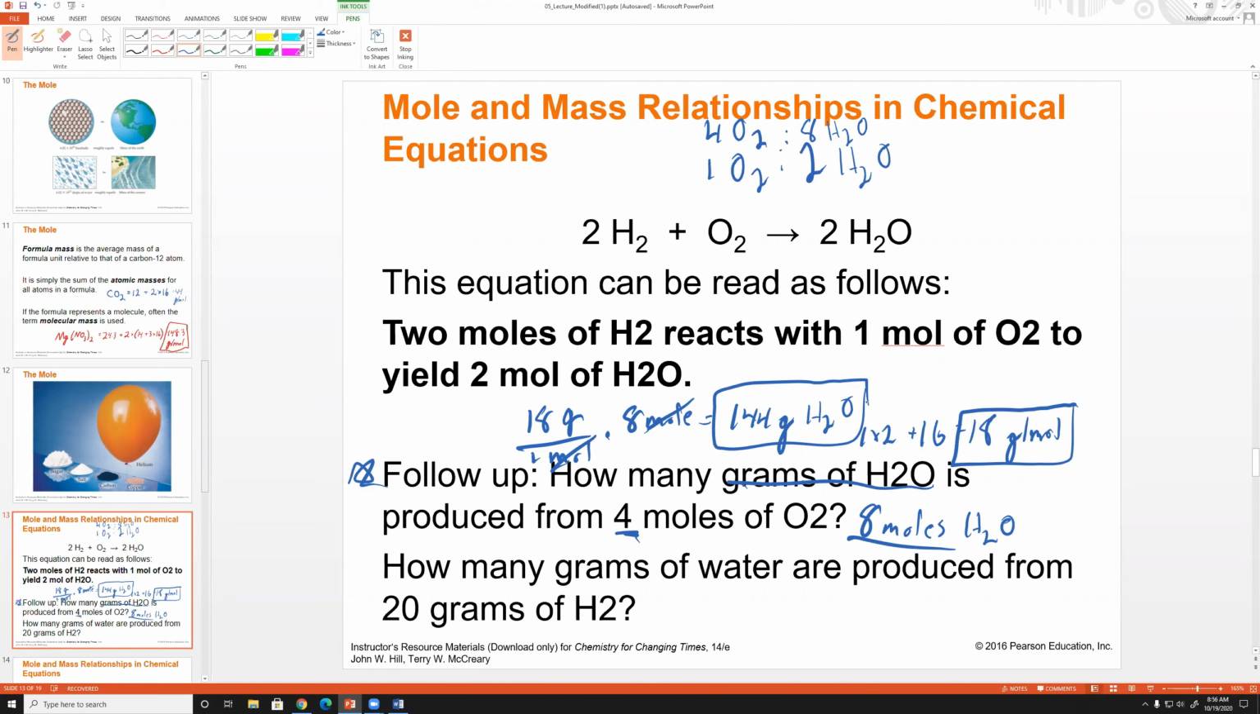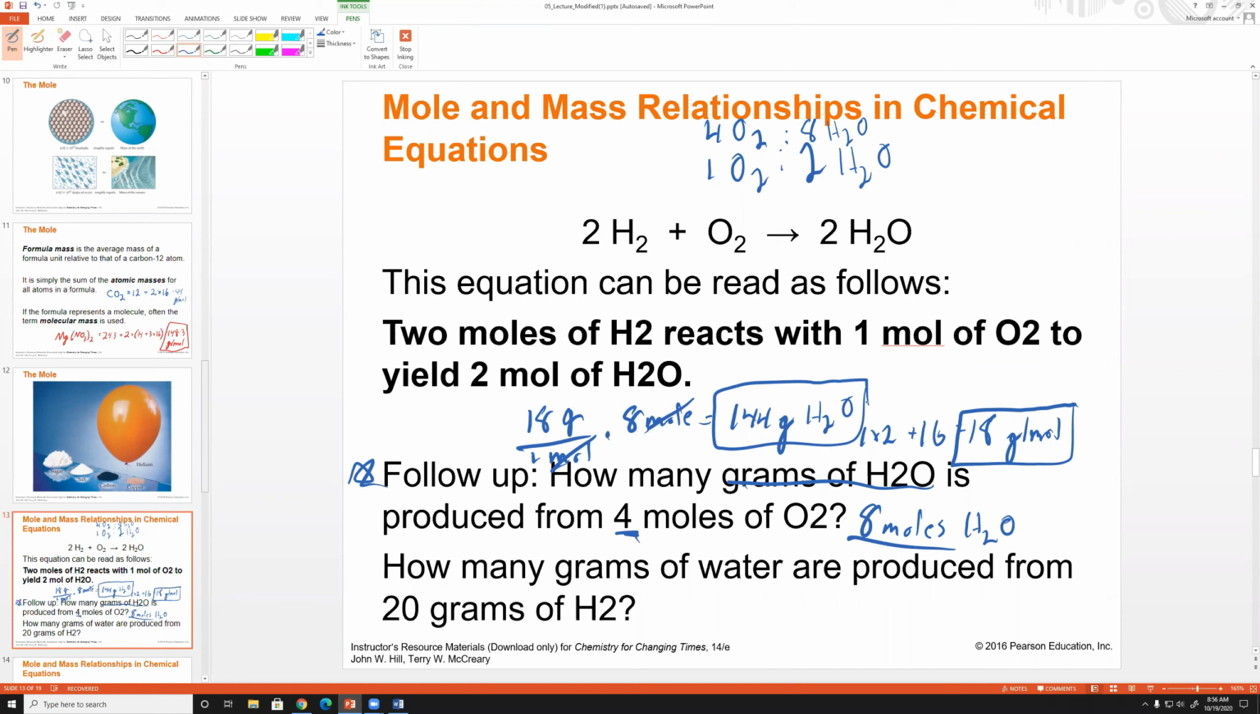All right. So it can get a little bit more difficult too. So we'll take it one step further. Here's another question that could be asked. How many grams of water are produced from 20 grams of H2? Okay. So 20 grams of H2.